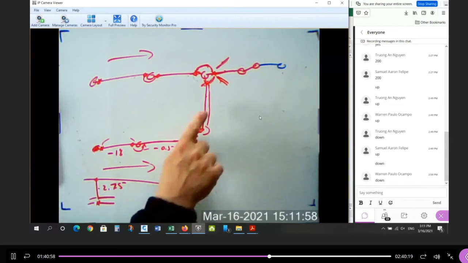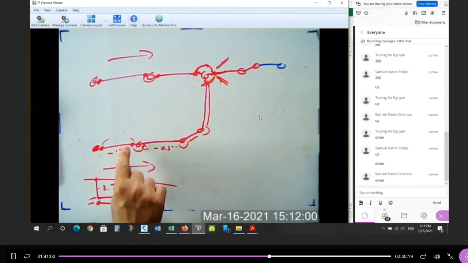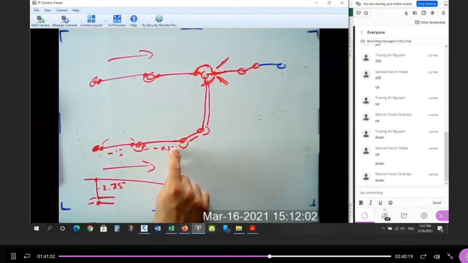You're still going to digitize in the direction of flow. This is the start, this is the end. This is the start, this is the end.